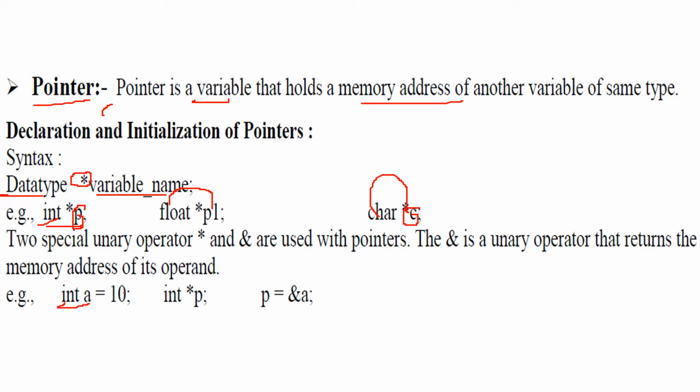See, this int A is 10. Now this is a pointer P, so P will hold the address. Ampersand A will get you the address, will take out the address of A and it will assign it to P, and P is able to hold the address of this variable.